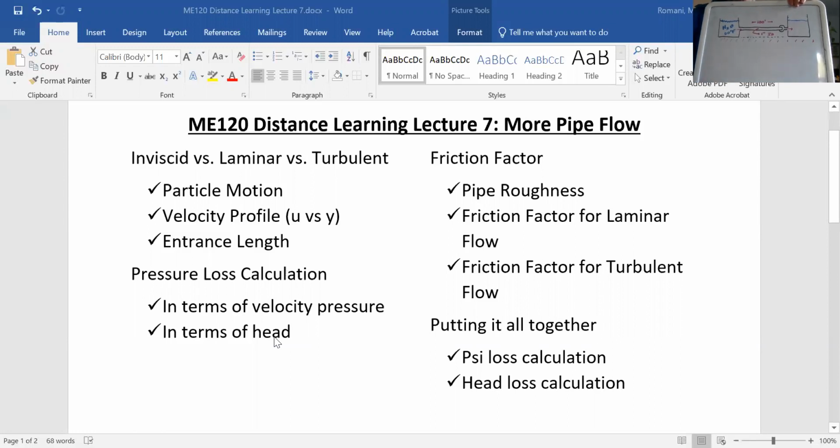Once we have that worked out, to get the pressure drop, we're going to need something called the friction factor, and that takes a little bit of work to understand. Once we have the friction factor, we can put it all together. So this is a rough outline of what we're going to try to work through today, and let's go ahead and get going.